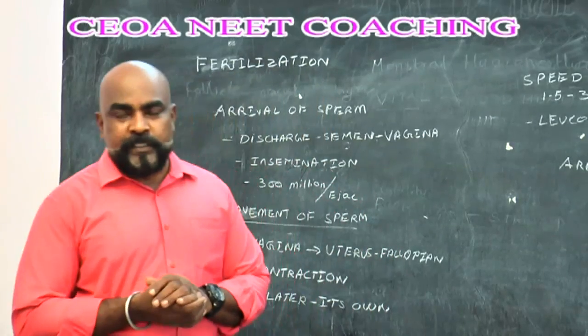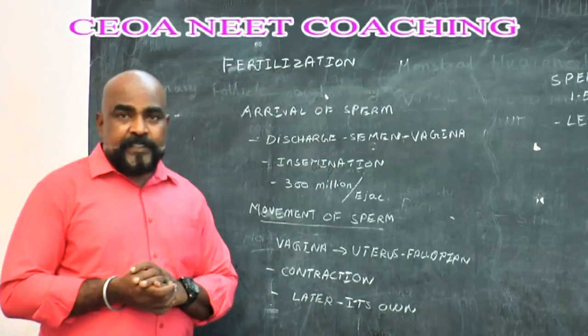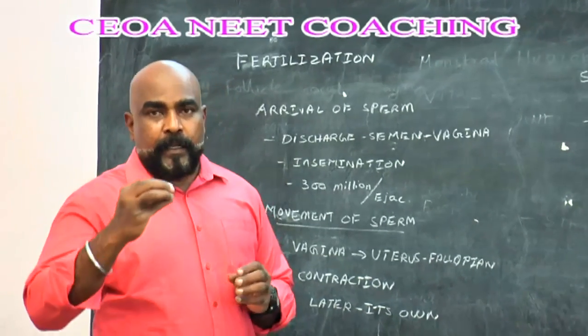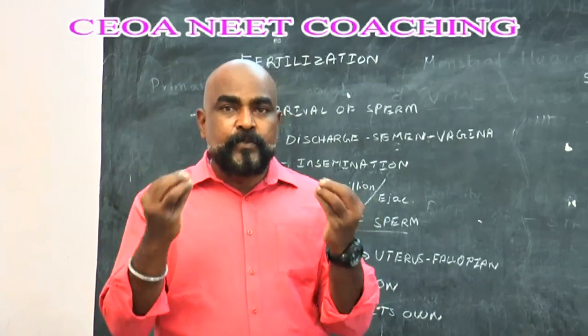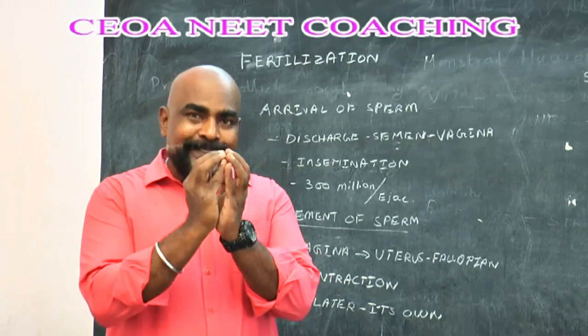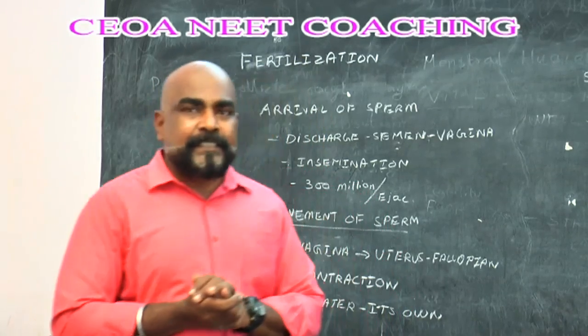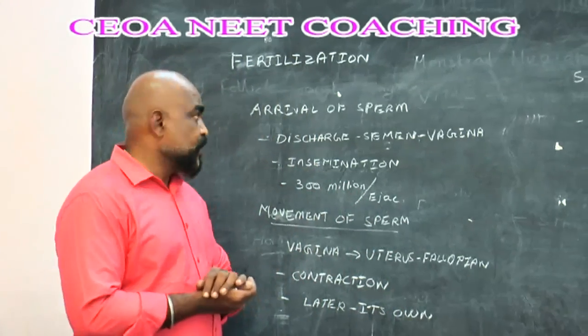Having seen gametogenesis, now we are going to see about fertilization. Fertilization is the fusion of male and female gametes. These two haploid gametes join together and form a single cell, the zygote, which is diploid. So now let us see the various stages involved in fertilization.